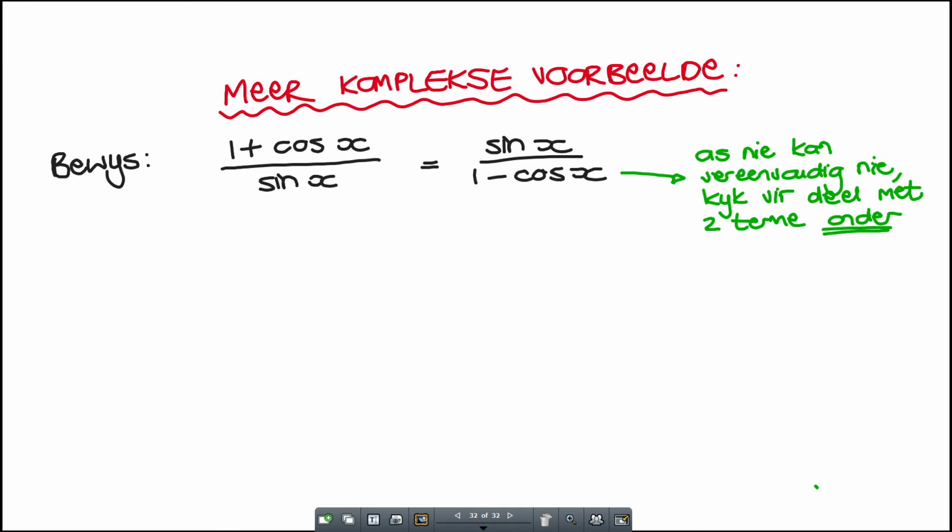Want kyk gou daar. As jy kyk na die linkerkant, 1 plus cos x. I can't do anything with that. If it was a cos squared x, then yes, I could go further. But I mean, there's no square. Nee. Onder die lyn, sin x. So it doesn't look like I can do anything with the left-hand side.